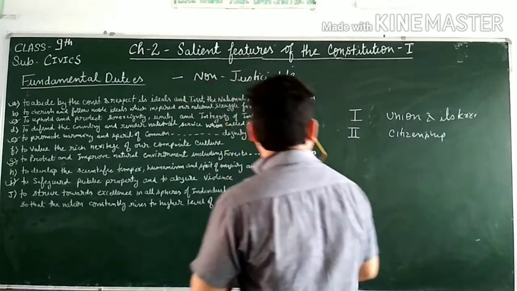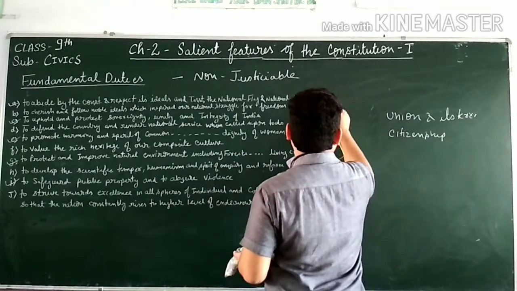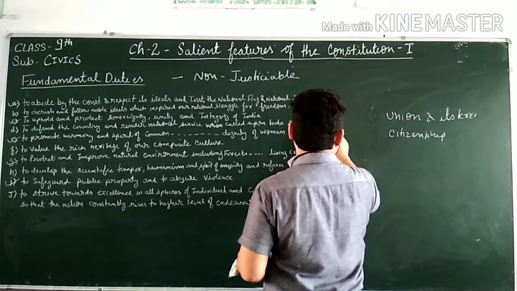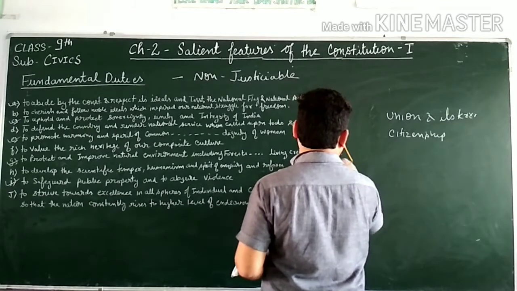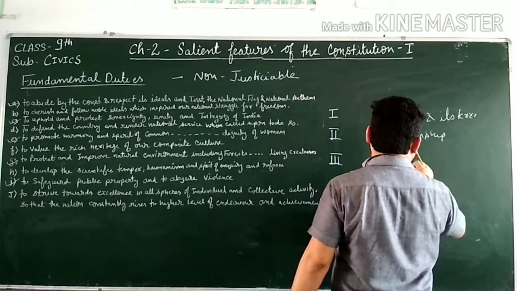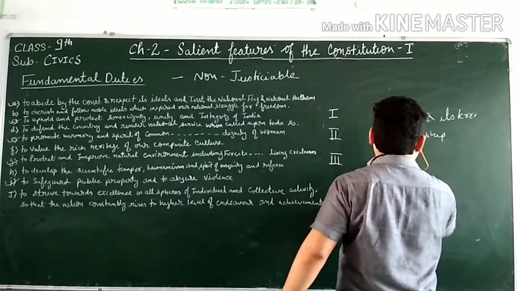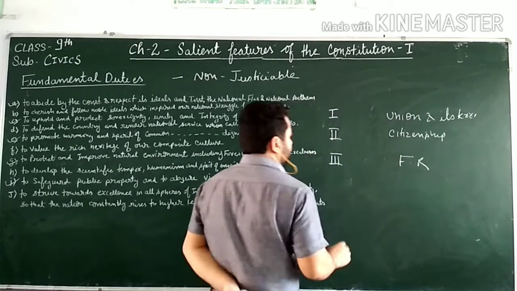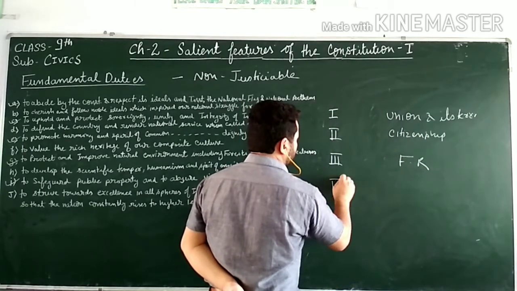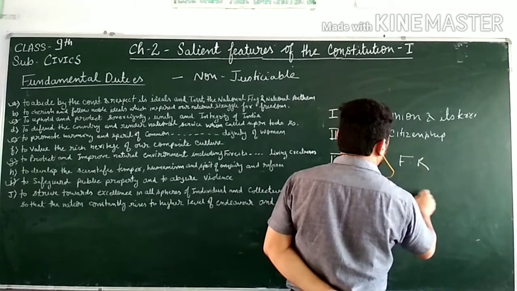Clear? Then third part, fundamental rights are written. I'm writing FR. Fundamental rights are written. Then in fourth part, directive principles of state policies are written.